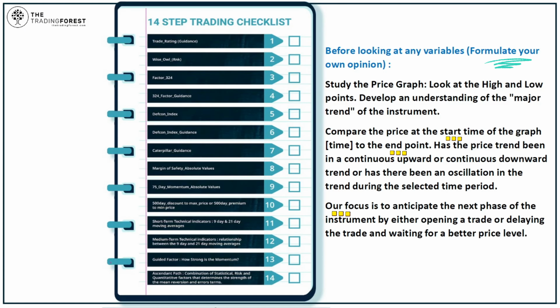Before looking at any variables, formulate your own opinion. Study the price graph and look at the high and low points. Develop an understanding of the major trend of the instrument. Compare the price at the start time of the graph to the end point. Has the price trend been in a continuous upward or continuous downward trend? Or has there been an oscillation in the trend during the selected time period? Our focus is to anticipate the next phase of the instrument by either opening a trade or delaying the trade and waiting for a better price level.